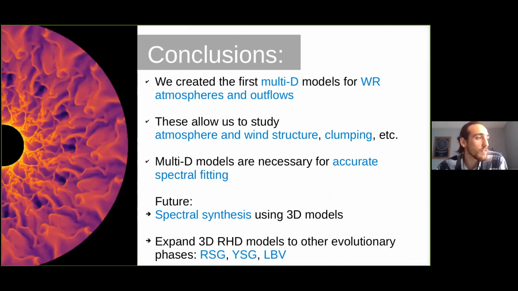I'll leave you with a couple of conclusions. We've created the first multi-D models for Wolf Rayet atmospheres and outflows. And these have allowed us to study the atmosphere and wind structure and the clumping in Wolf Rayet outflows. We've shown that these multi-D models are actually necessary for doing accurate spectral fitting, at least for Wolf Rayet stars. And in the future, we would like to look a bit more at the spectral synthesis with these 3D models, but also expand our models to other evolutionary stages, which are important in understanding massive stars and the remnants that they leave behind. Thank you.